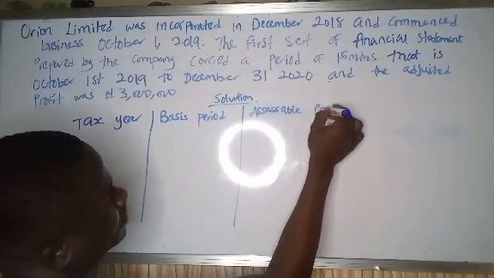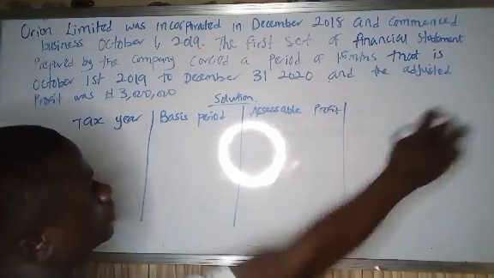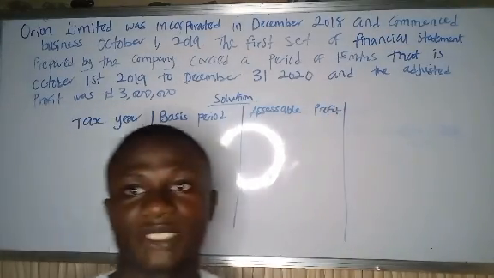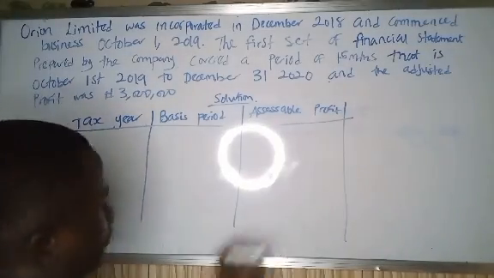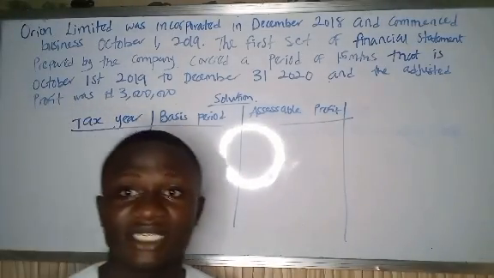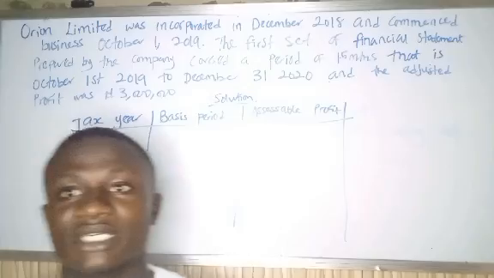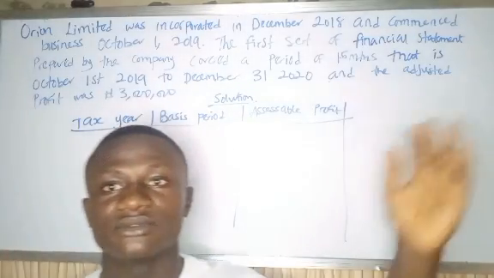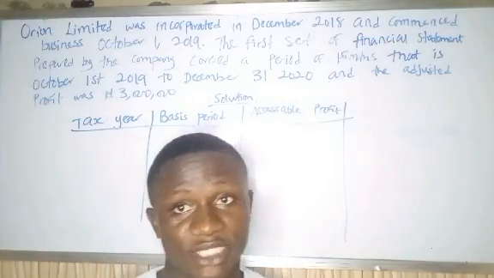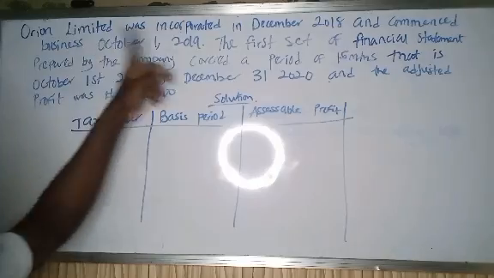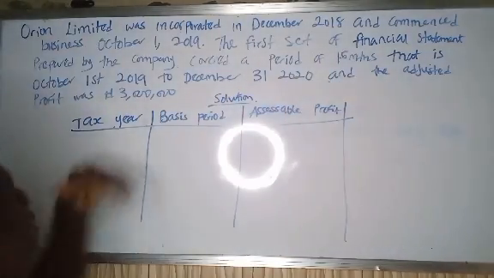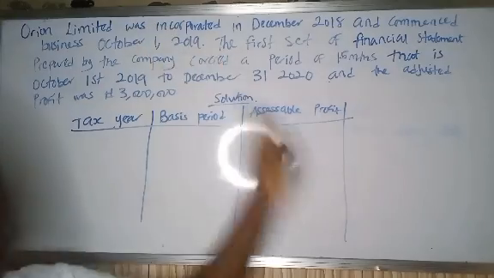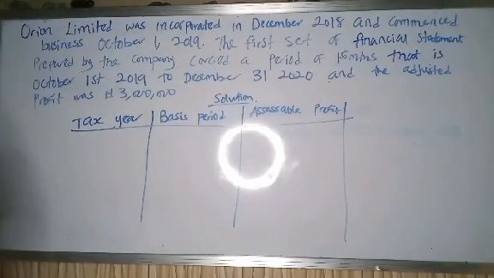Accessible profit. So we use the remaining space for calculation. Now let's go. According to the rule of commencement, the first tax year will be the date the business started till the date they choose to always end their business. So Orion Limited was incorporated in December 2018 and commenced business on October 1st, 2019. That was when the business started.